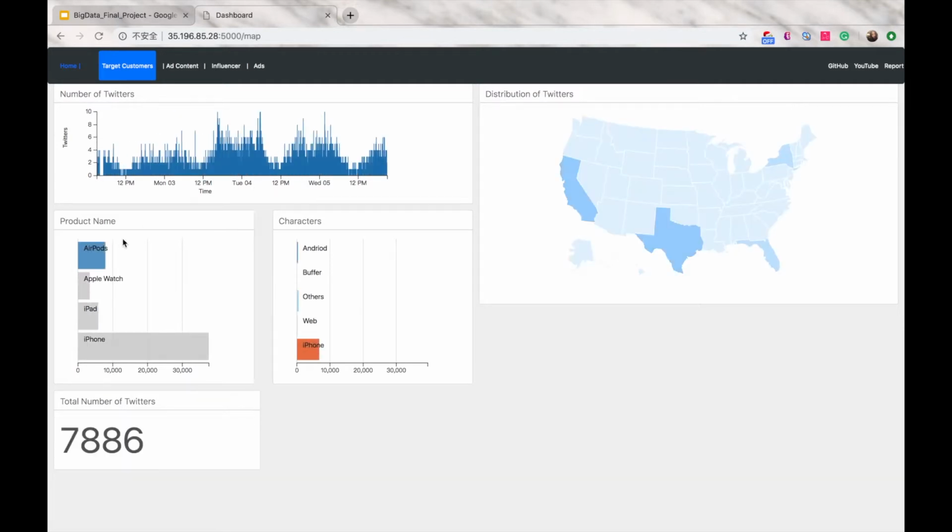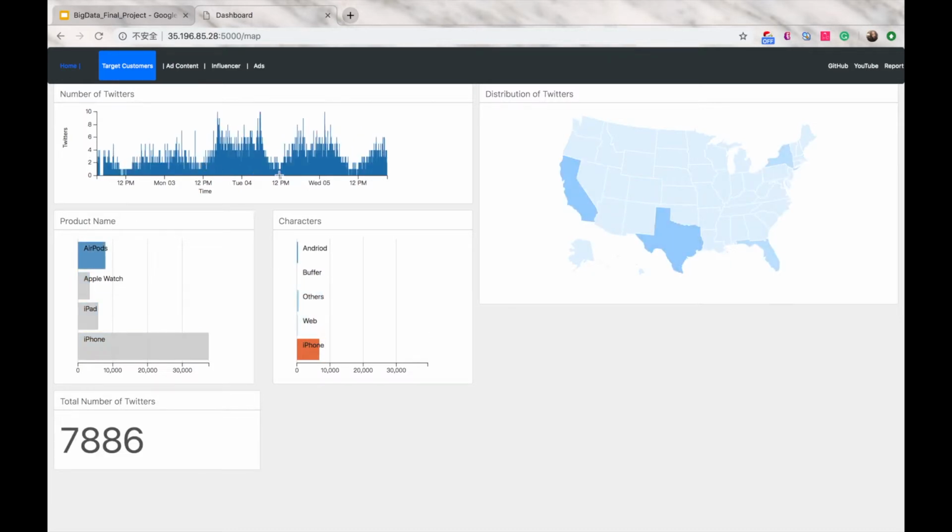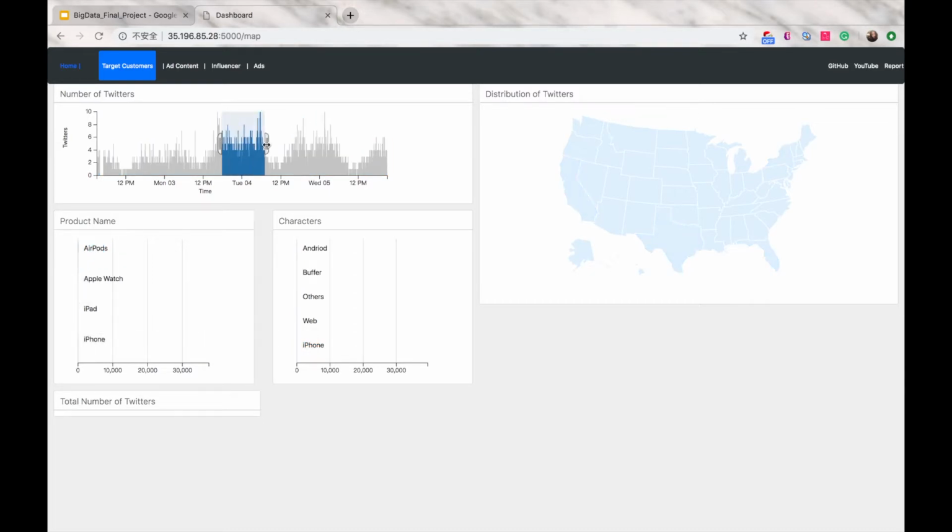From the analysis of different tweet times, we can distinguish the active time periods for users of different products who tweet, so as to launch advertisements in these specific time periods. It may increase the exposure of our advertisements and attract more potential customers.